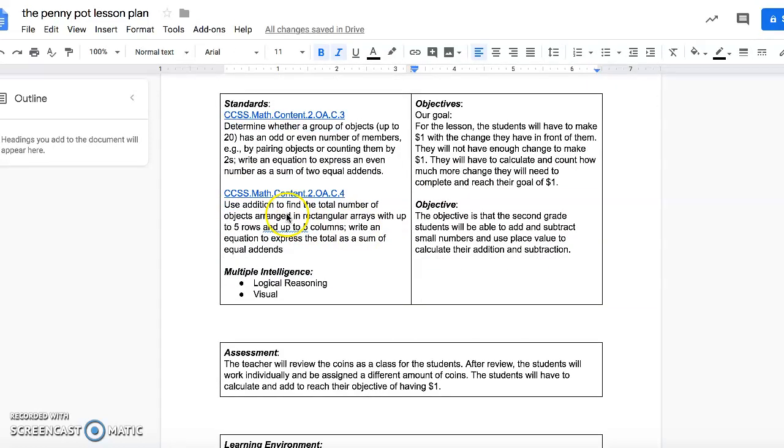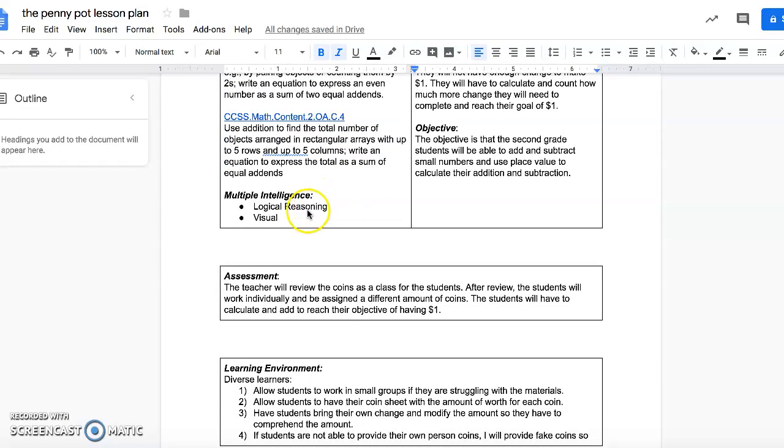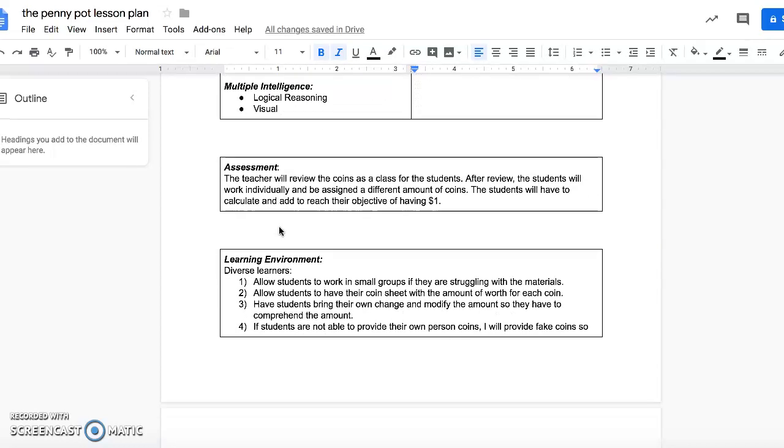The next standard I chose is use addition to find the total number of objects arranged in rectangular arrays with up to 5 rows and columns. Even though in this lesson we won't really be going past the second column, students on this level will be learning how to count into the 100s place. The multiple intelligences are logical reasoning for mathematics, and visual, as they will be visually counting and looking at the amount of money they have in front of them.